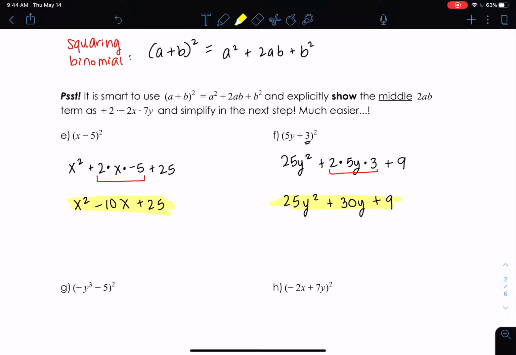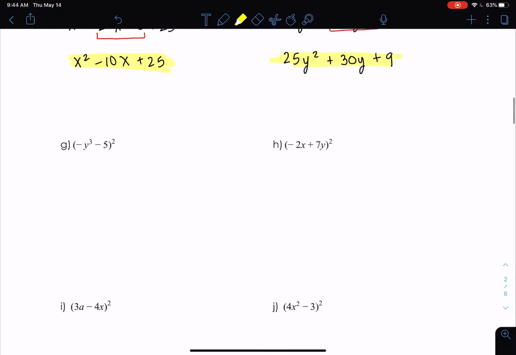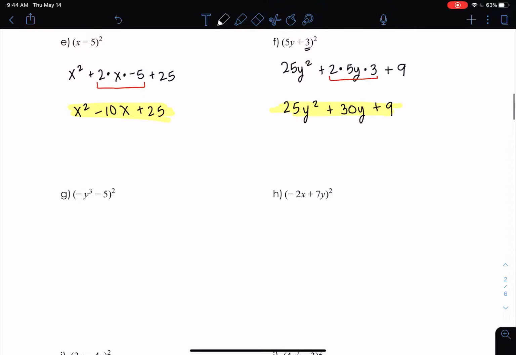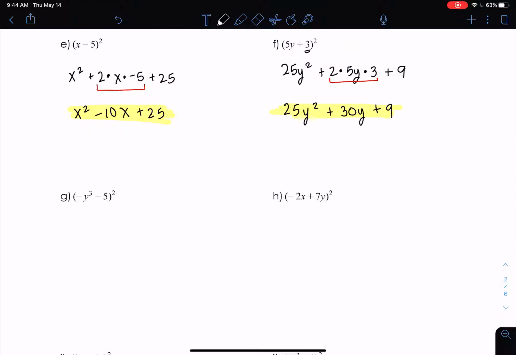Okay, for these next 2 problems, let's do it the same way. Actually, yeah, so we're going to square the first term. So negative y cubed times negative y cubed. First of all, it's going to give me a positive. And then off to the side, y cubed times y cubed, you should know is y to the 6th because you add exponents when multiplying with a common base. So it's really y cubed times y cubed, which is y to the 6th.